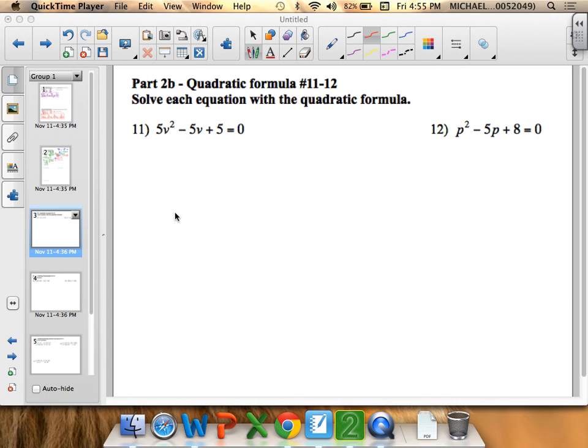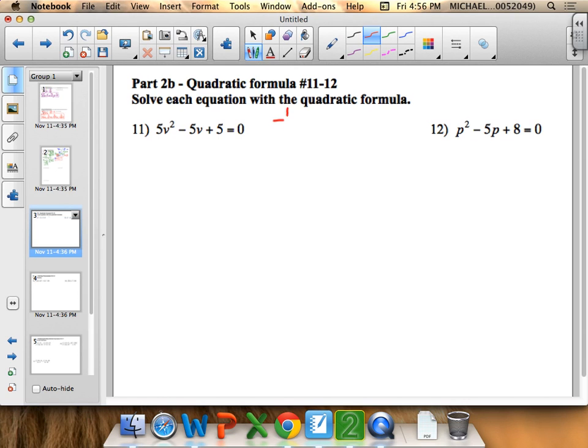Part 2b, quadratic formula, numbers 11 and 12. I'm going to do 11, you're all going to do 12, just to practice. Solve each equation with the quadratic formula. You should know this by now, but the quadratic formula is negative b plus or minus the square root of b squared minus 4ac all over 2a.